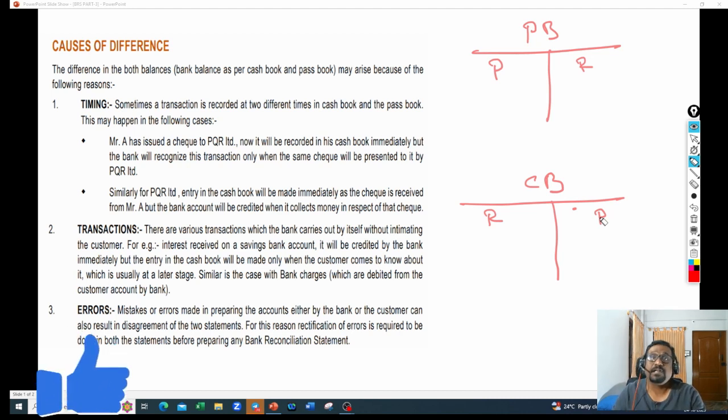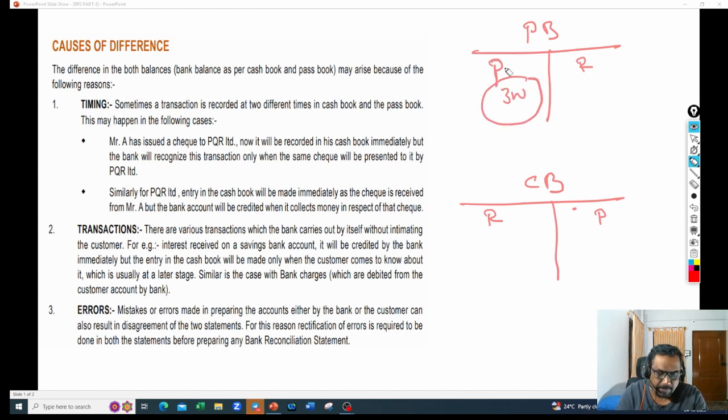As soon as he completes those services, they will debit our account with the charges. Let us say they debited 300 rupees. Passbook debit side is payments, credit side is receipts, right? So they debited our account 300 rupees. Why? Because they did some services for us, so they charged this 300.